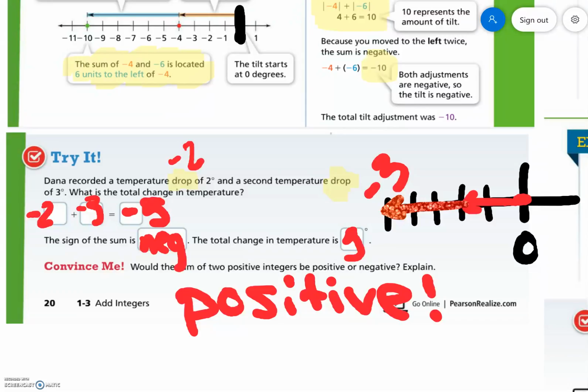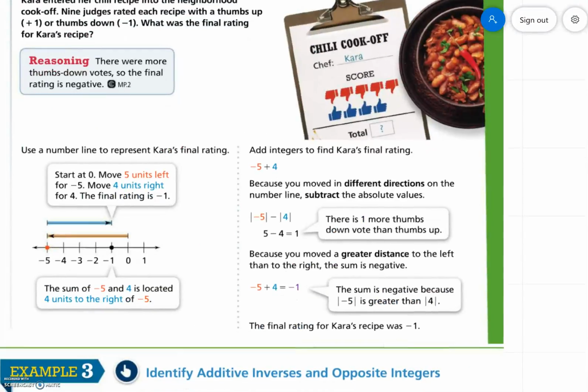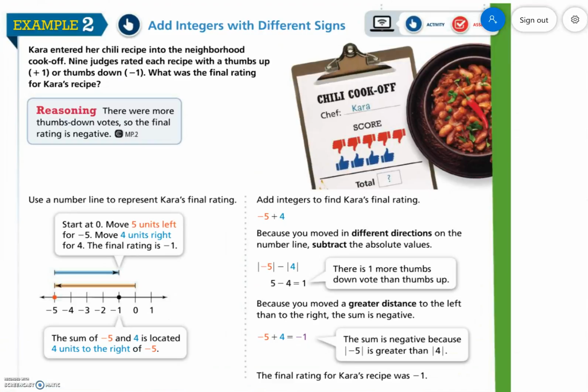All right, let's take a look at example number 2. Adding integers with different signs. Kara entered her chili recipe in the neighborhood cook-off. 9 judges rated each recipe with a thumbs up, which is a positive one, or a thumbs down, which is a negative one. What was the final rating for Kara's recipe? Use the number line to represent Kara's final rating.